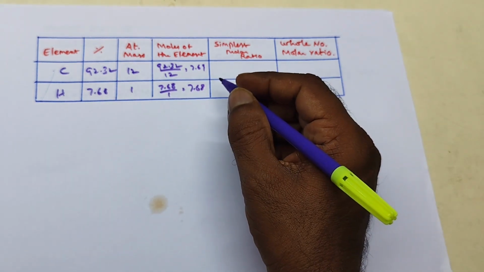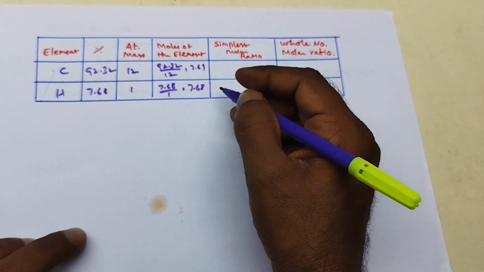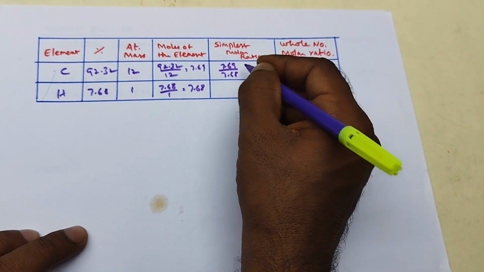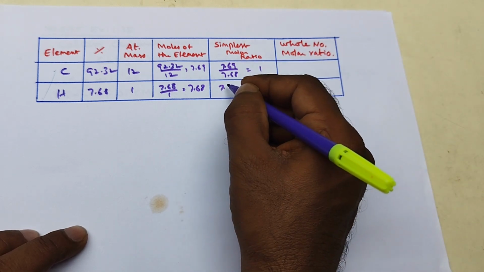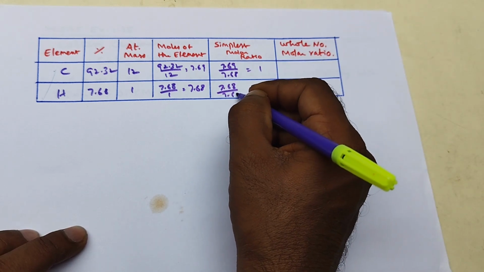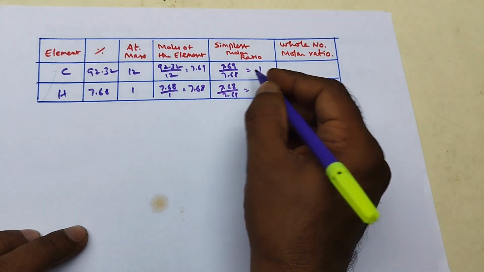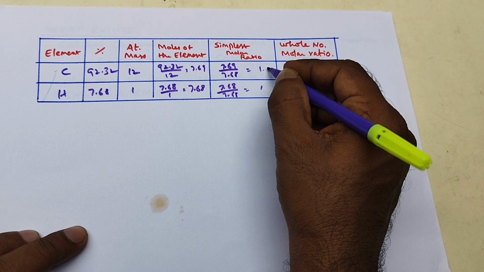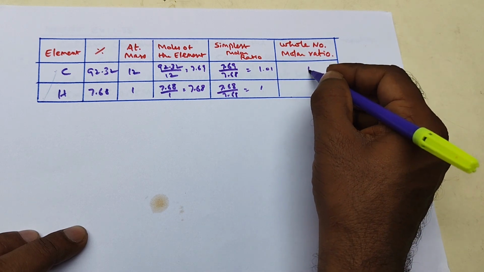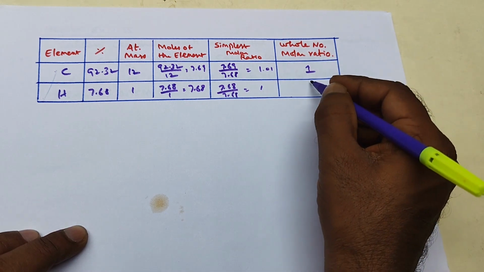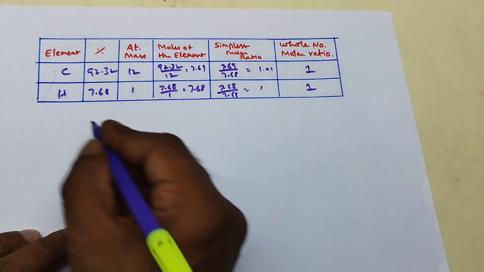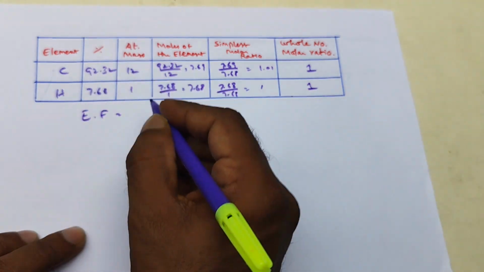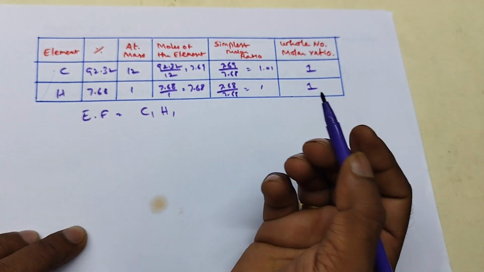Now you have to compare these two values and divide everything by the smallest value. 7.69 divided by 7.68 is approximately 1. 7.68 divided by 7.68 is 1. Suppose if any value is a fraction like 1.01 or something else, you have to round it to a whole number. This is the whole number molar ratio, 1:1. So the empirical formula is carbon 1 atom and hydrogen 1 atom.